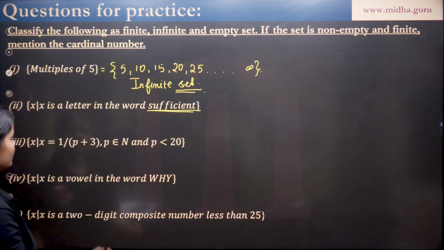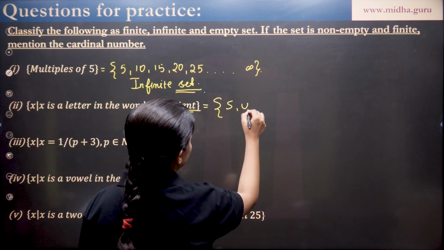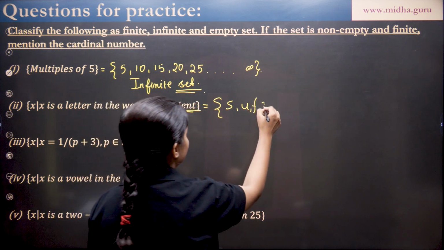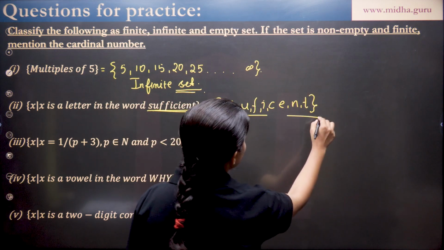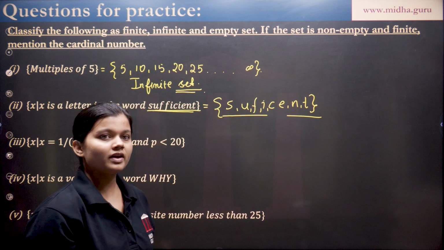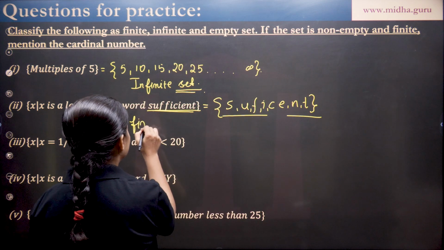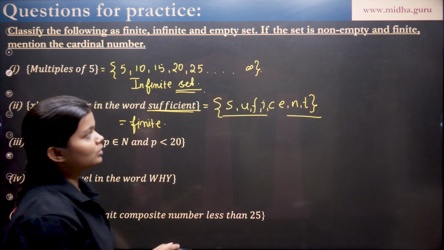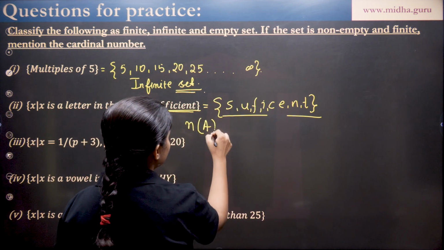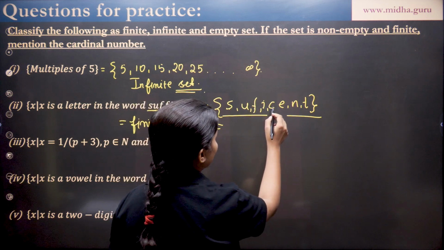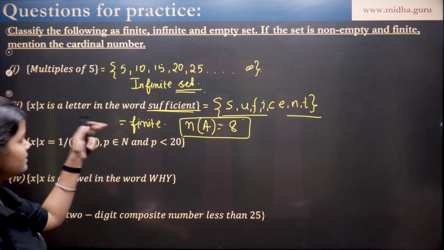In the word sufficient, the set is x. So the set includes S, U, F, I, C, E, N and T. So this is the set. Is it finite or infinite? We can count the elements inside the set, right? So this is a finite set and also a non-empty set. Now the cardinal number n of, let us say, this set A: n of A is 1, 2, 3, 4, 5, 6, 7 and 8. So n of A is 8. That is, the cardinal number of this set is 8.